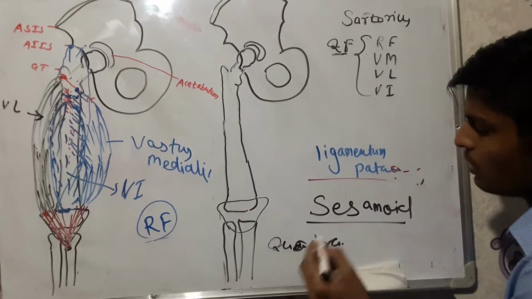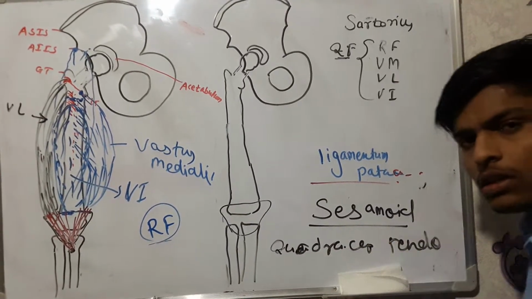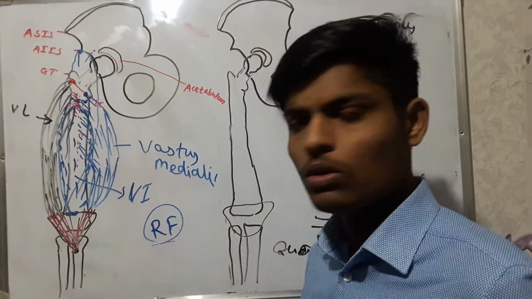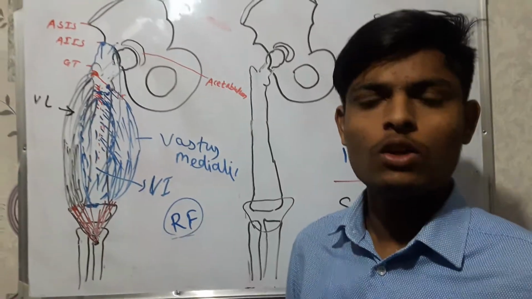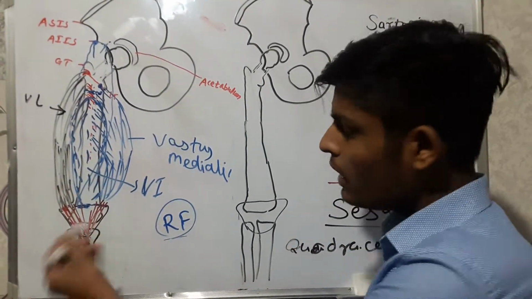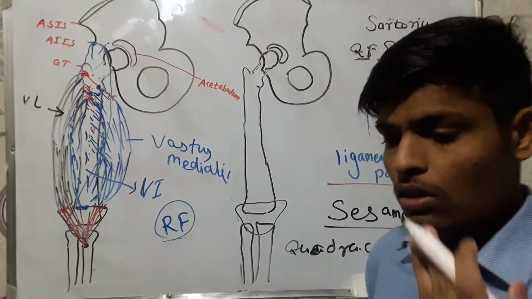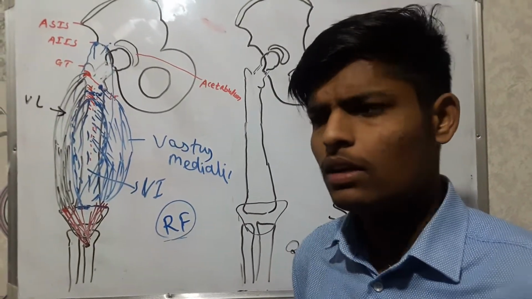This one is an MCQ part, the quadratus femoris tendon. It grows under the tendon of quadratus femoris. So from here you will understand that a sesamoid bone is a bone which grows under the tendon of a muscle. Okay, so you will remember patella is a sesamoid bone, and it grows under the tendon of quadratus femoris. Pisiformis grows under the tendon of flexor carpi ulnaris.